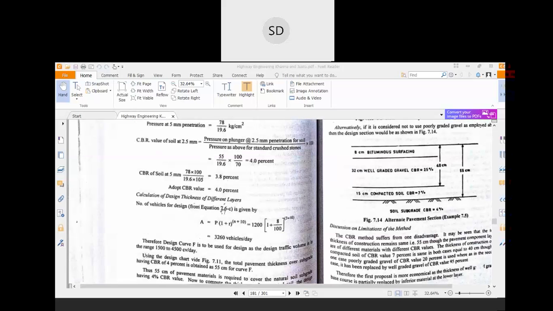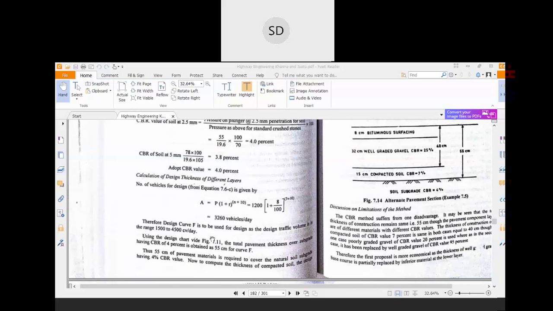Based on this data, you have to find out the total traffic at the completion of your project. So that would be P into (1 plus R) to the power n plus 10, and you have to design this road section for 10 years. As the construction completion would be taken as 3 years, your n would be 3, R is your growth rate, that is 8 divided by 100, and P is the last traffic count, which is given as 1200. So your total vehicles or ADT is found to be 3260 vehicles per day.